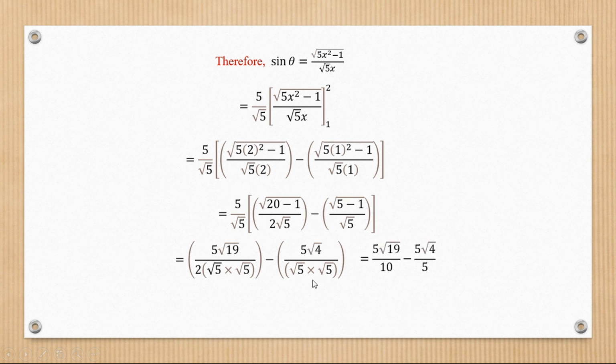But now root of 5 times root of 5 is actually 5. So 5 times 2 is 10. So that's why we have 10 right there. Root of 5 times root of 5 is 5. So that's why we have it right there.